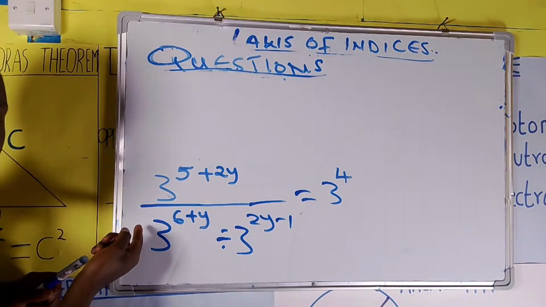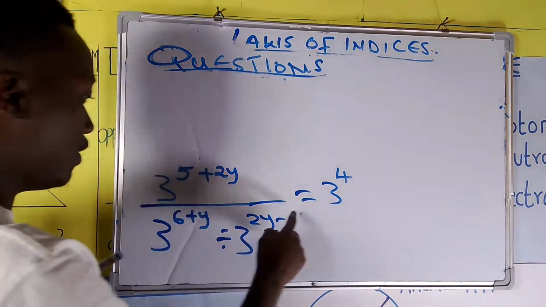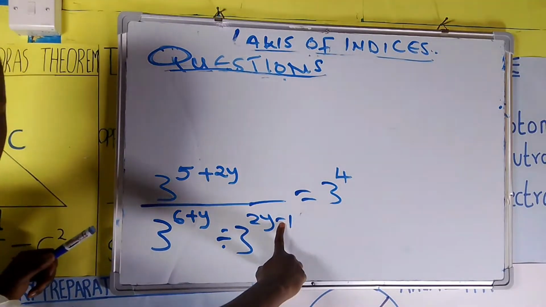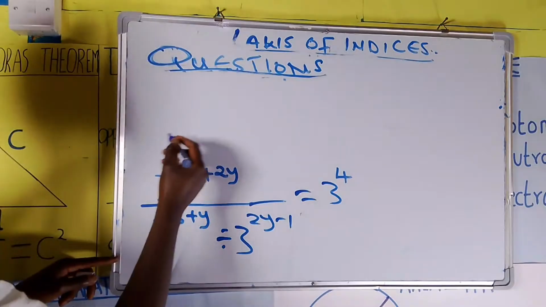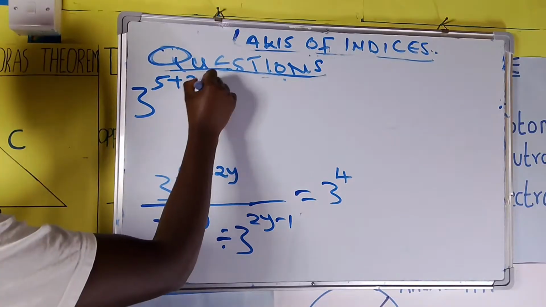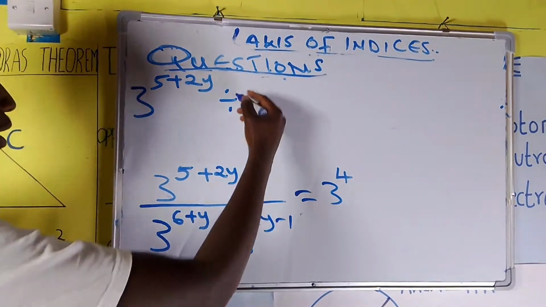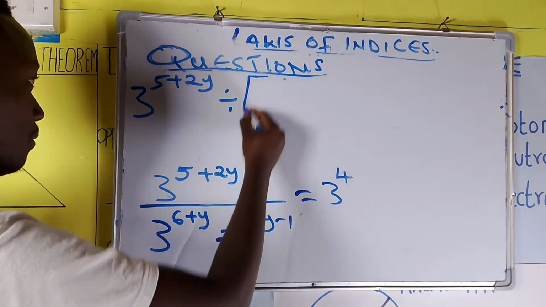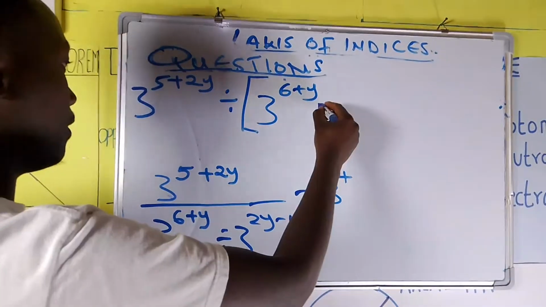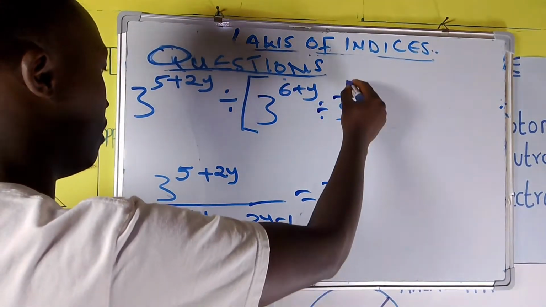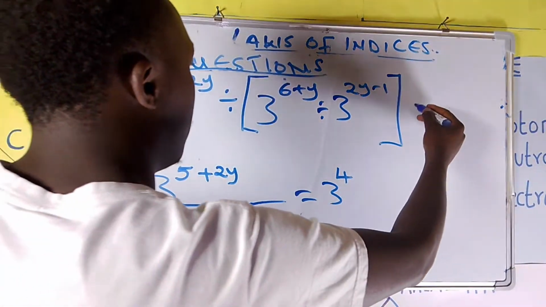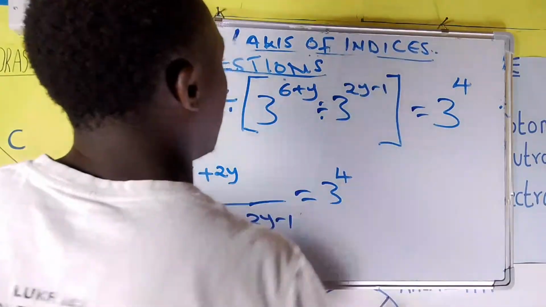So hii over ni division. Na hii division kuna minus hapa. So we can arrange it this way. Tunaweza arrange kwa imeenda hivyo, 3 to power 5 plus 2y divide by, tuna divide yote, 3 to power 6 plus y divide by 3 to power 2y minus 1, close the bracket, is equal to 3 to power 4. Iko hivyo.